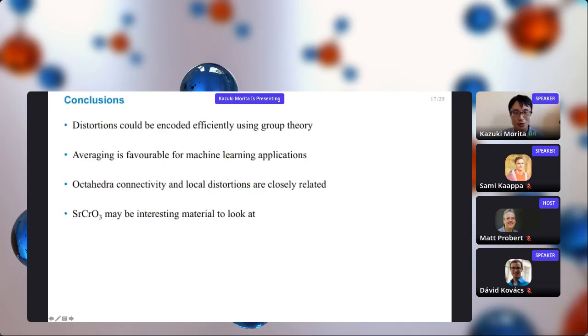So these are 4 conclusions. Distortions could efficiently be encoded using group theory, and doing such an averaging is favorable for machine learning applications. Octahedral connectivity and local distortions were closely related, and strontium chromate may be an interesting material to study. So thank you for listening.